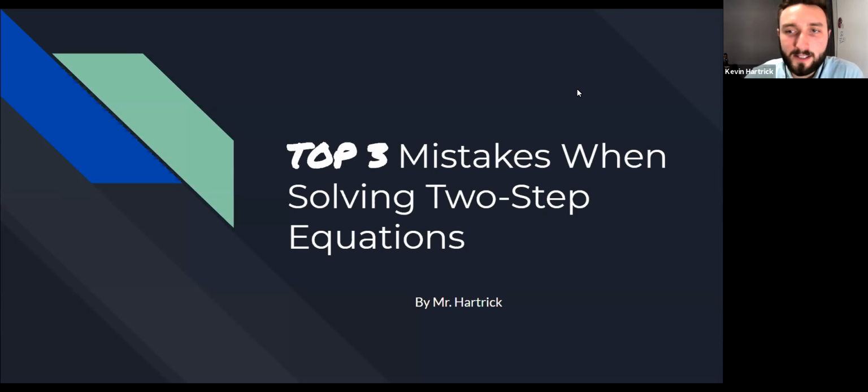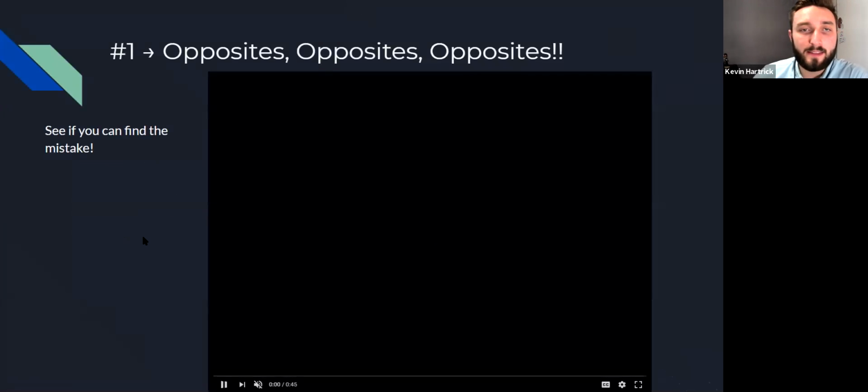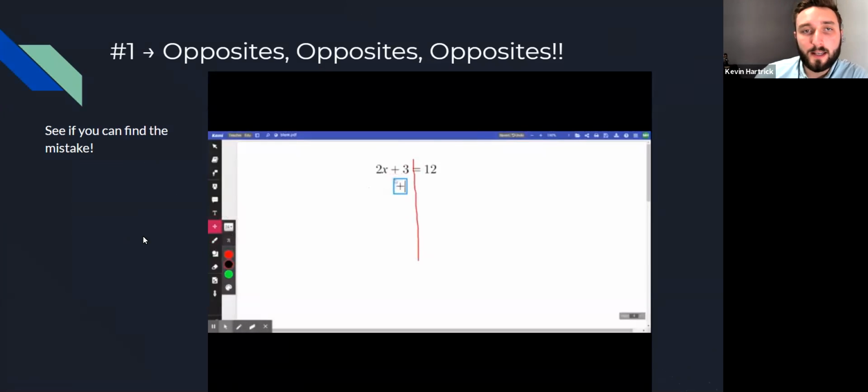All right, guys, we're going to take a look today at the top 3 mistakes made when solving two-step equations. So let's take a look at some examples of each common mistake. I want you to take a look at this common mistake. I'm calling it opposites, opposites, opposites. Take a look at the way this student does this problem and see if you can find the mistake.